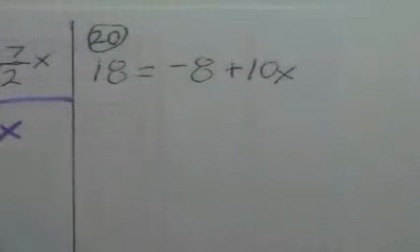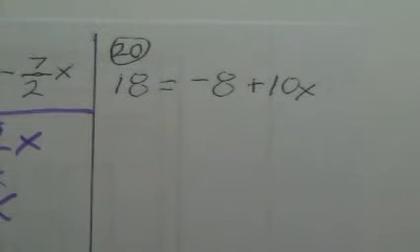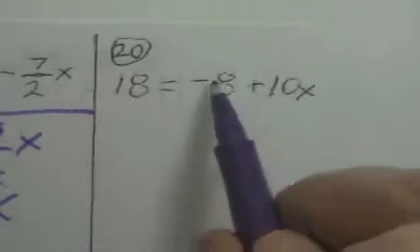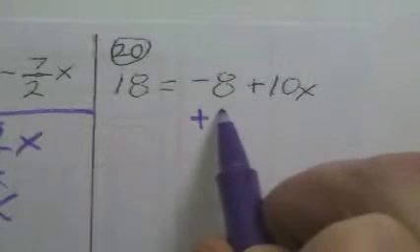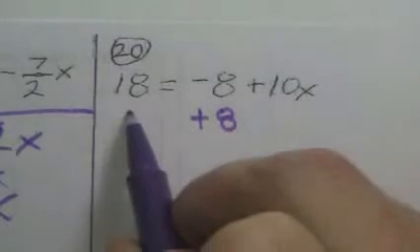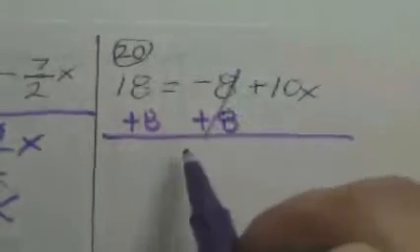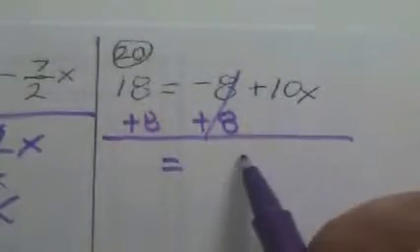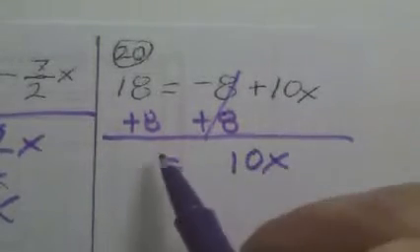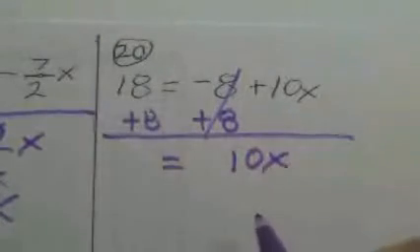Okay, let's go to the right. Number 20. All right, I need to get rid of the negative 8. So I'll add 8. That's gone. And so that leaves me with 10x over here on the right side. On the left side, 18 and 8 is 26.